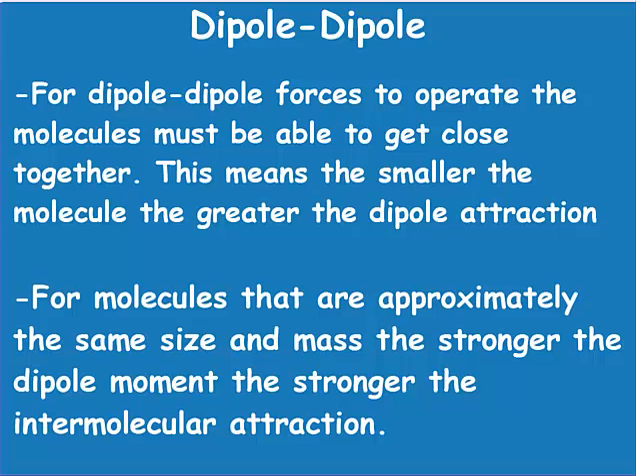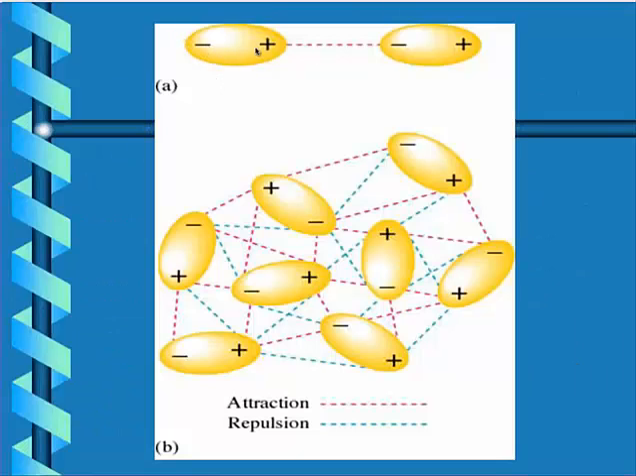Because dipole-dipole forces have to attract each other, they have to get close together. So that means the smaller the molecule, the greater the dipole attraction. If they're equal in size and mass, or pretty close, then the stronger the polar bond is, or the more electronegativity difference you have, the stronger the intermolecular attraction is. Notice that the positive end's attracted to the negative. In a cluster of them, the negatives are going to slightly repel each other, while the positive and negative attract each other. So because there is some repulsion, it's keeping them a little bit apart.